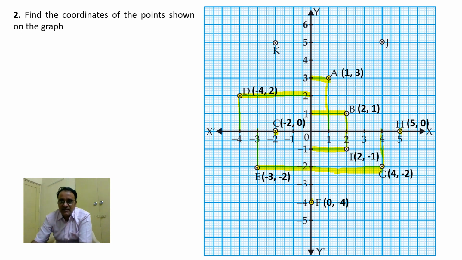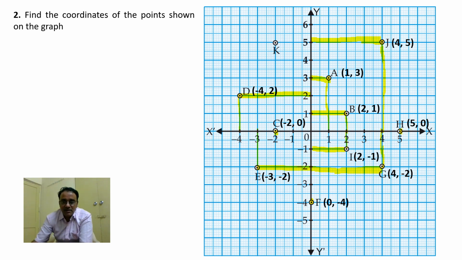Next is j. The x coordinate with respect to the x-axis is 4 and the y coordinate is 5. So the coordinate is (4, 5).